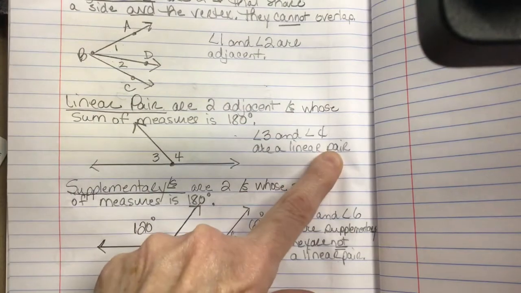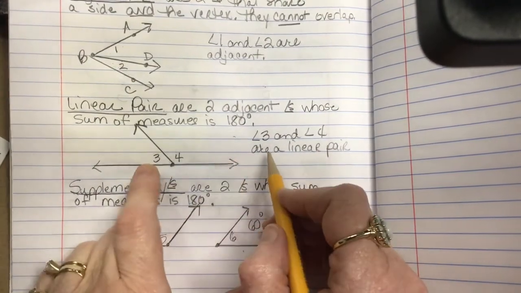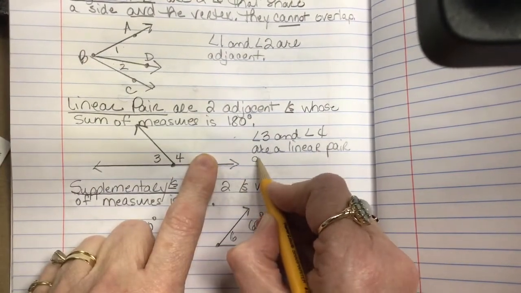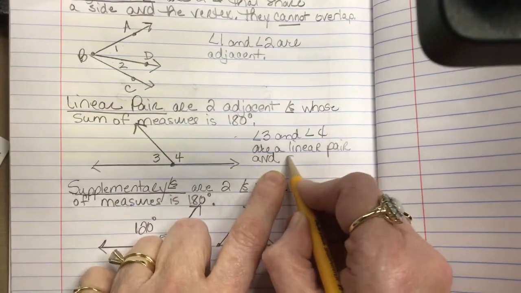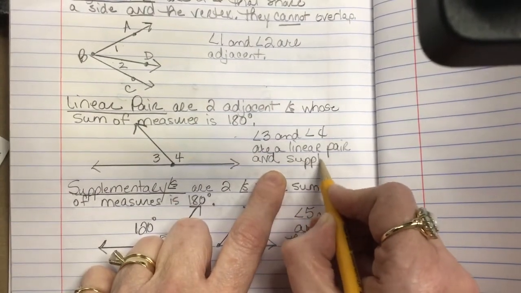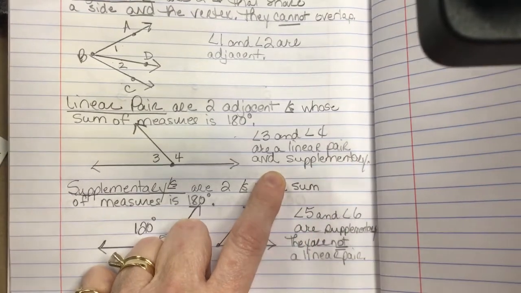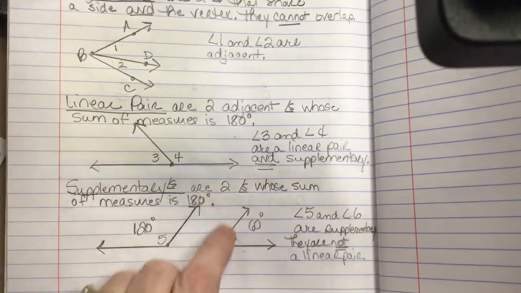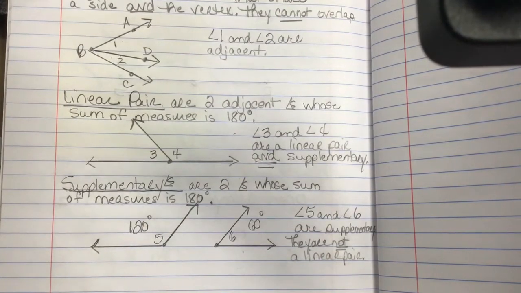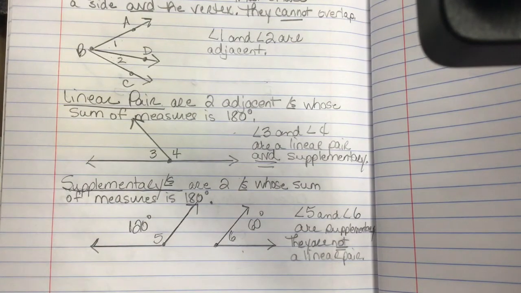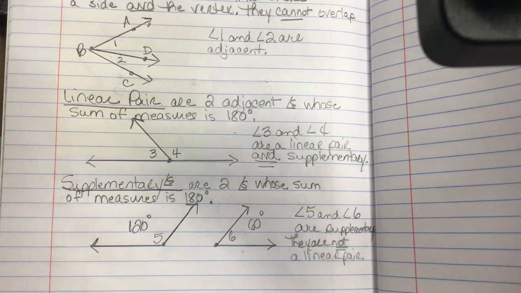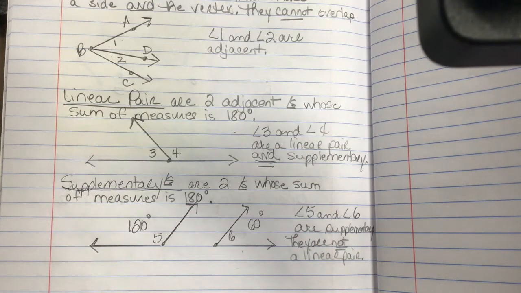So let's go back up to this one, and we're going to say angle 3 and angle 4 are a linear pair and supplementary. So they're actually, I'll underline "and." They're two answers. But if you can only give one answer, which is what's going to happen in your classwork, you would give linear pair. You would give the most descriptive definition.